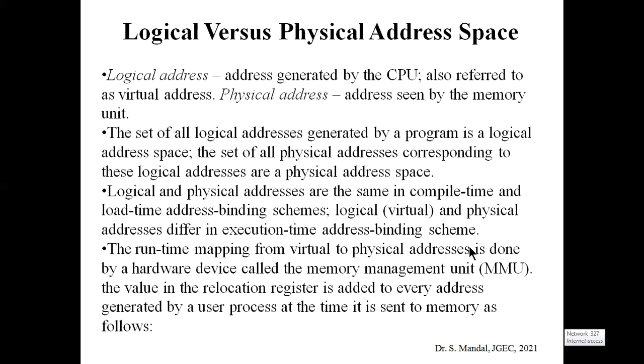Now how can we do this mapping? Mapping means we need to map a logical address to a physical address. So how can we map this? The runtime mapping of logical addresses to physical addresses is done by a hardware device called the MMU, or the memory management unit. You should keep in mind the functionality of the memory management unit. The main function of the memory management unit is to map the virtual address into the physical address.